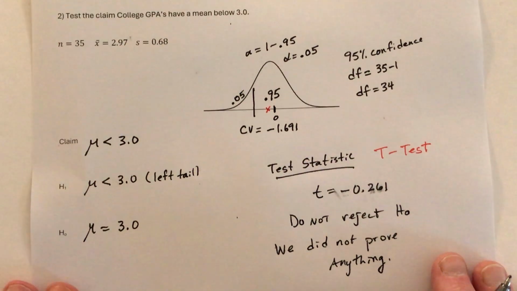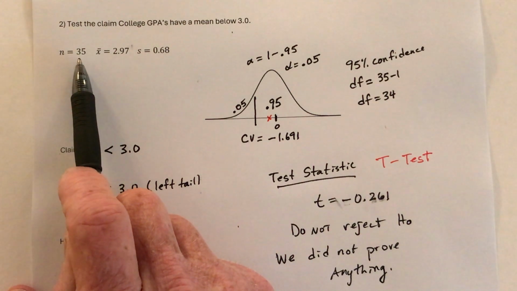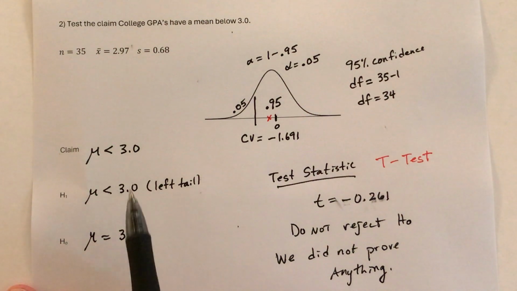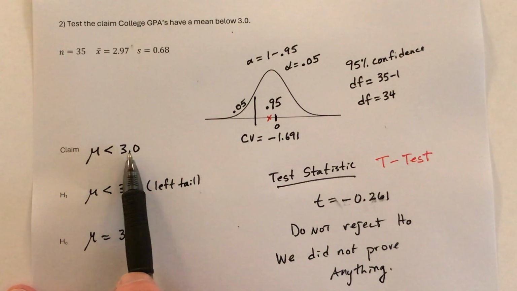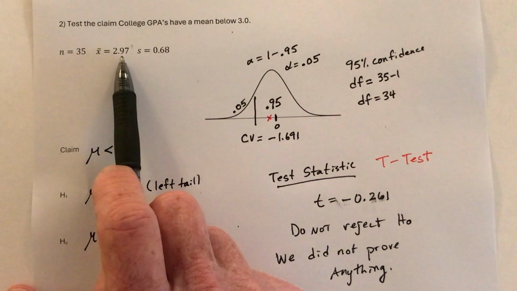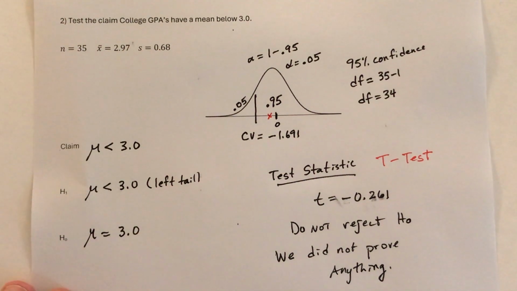So in previous examples, I said, well, is this 35 people enough to prove something? Well, perhaps it would be, but I was claiming that it's going to be below 3.0. And to really prove it, it really needs to be way below 3.0. It's just barely lower than 3.0, so that's not enough evidence to prove anything.